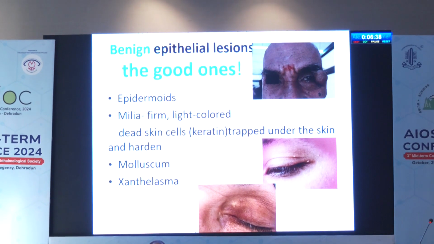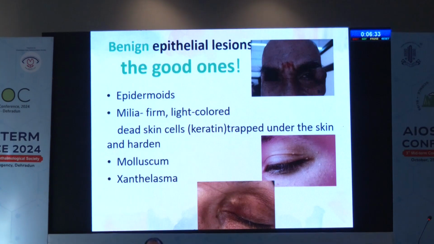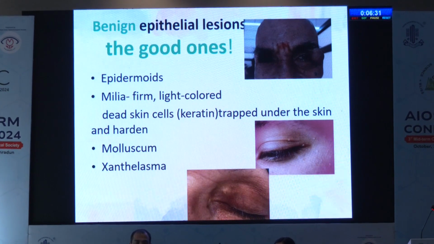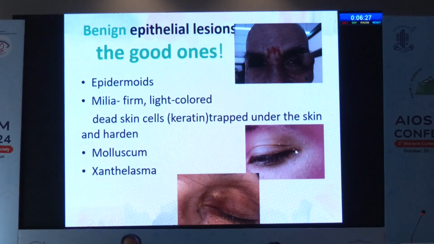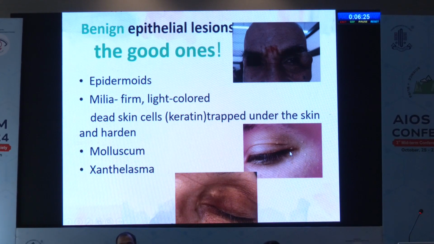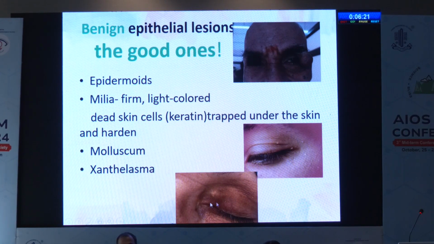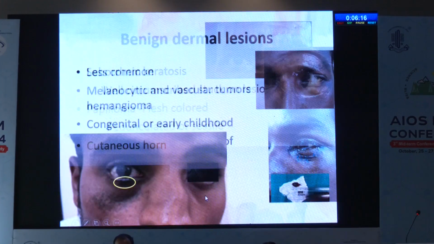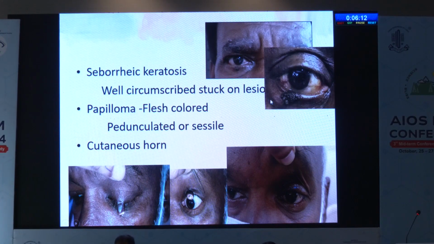So when we come to the benign ones, the so-called good lesions, starting from just the epidermoids or the sebaceous cysts as was previously called, and then the milia, which are the white keratin bumps under the skin, then the molluscum, which is the pearly nodules, the xanthelasma, which is the yellow subcutaneous plaque, and the seborrheic keratosis and the papillomatous lesions.